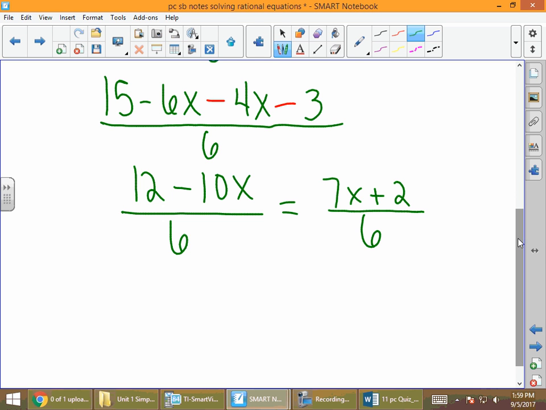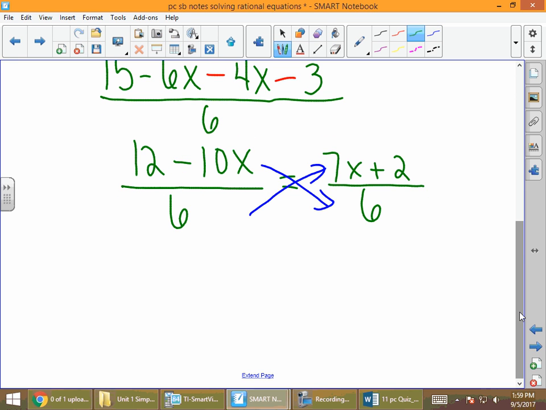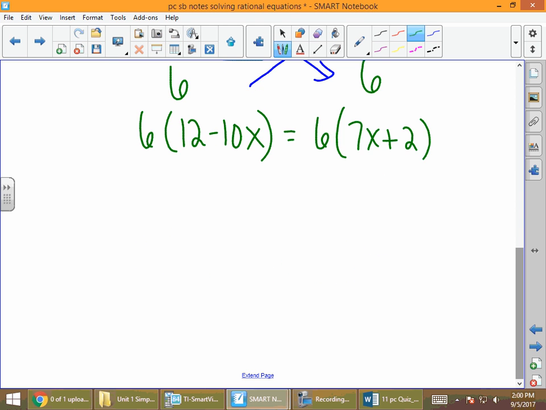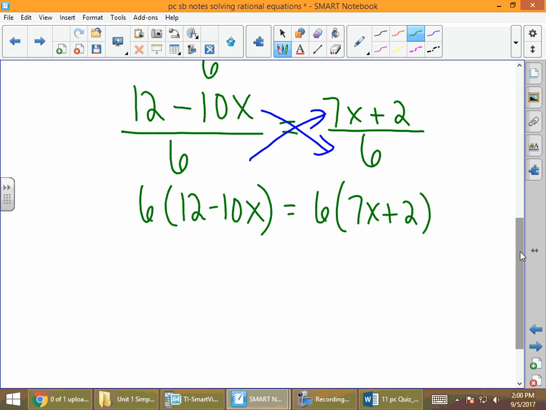And now that we have one fraction on the left and one fraction on the right, what we can do is cross multiply. When we cross multiply, we have 6 times 12 minus 10x equals 6 times 7x plus 2. But you have to have one fraction on the left and one fraction on the right to be able to do that.